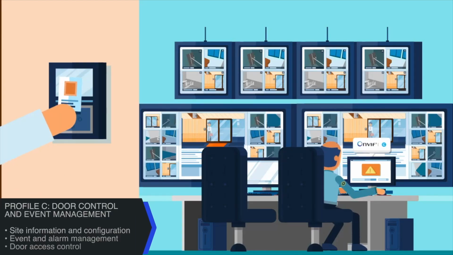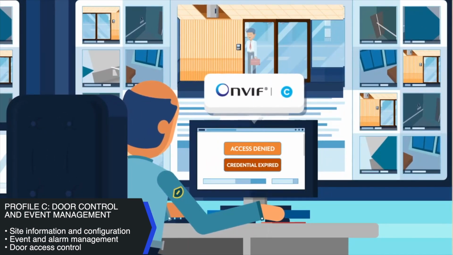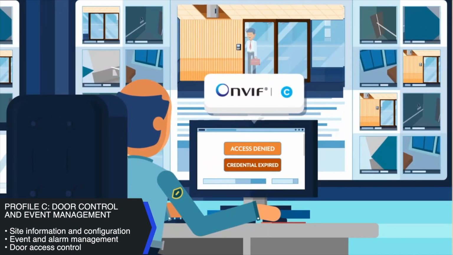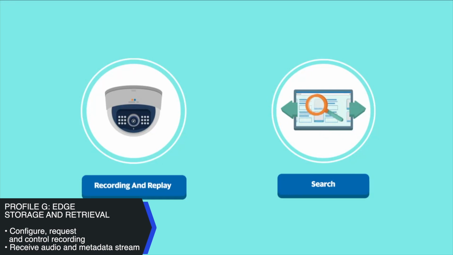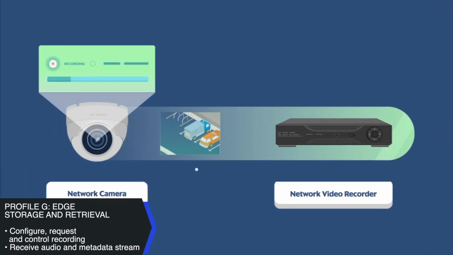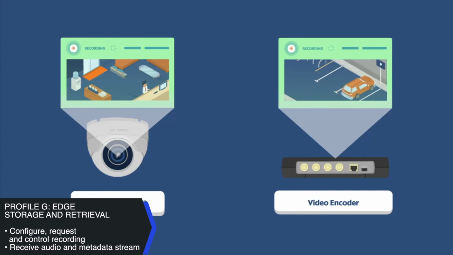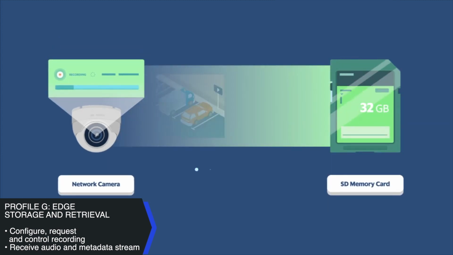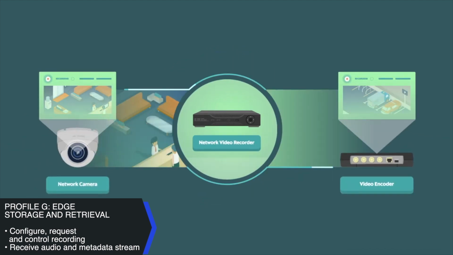Profile C is used for door control and event management, such as site information and configuration, events, and alarm management, and door access control. With Profile G, we get into IP-based video systems, and specifically this one is responsible for edge storage and retrieval, allowing devices to configure, request, and control recording to receive audio and metadata stream.